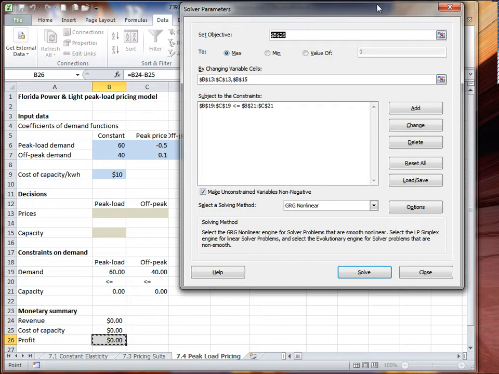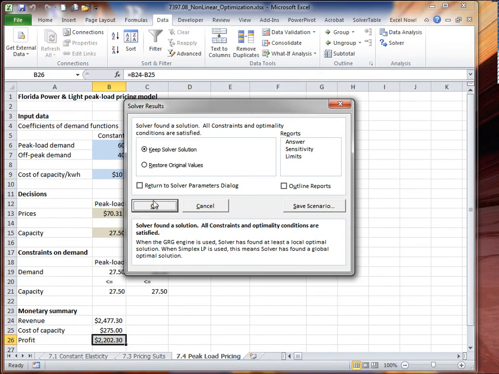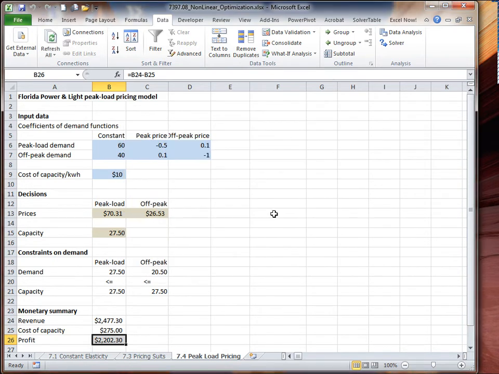All right. So let's try to solve it without using multi-start and see what we get. I'm going to just go ahead and click on Solve. Solver found a solution, and the solution actually doesn't look too bad, does it? Peak load price of $70 per kilowatt hour, off-peak price of $26.50 per kilowatt hour, and a total capacity of 27.5. Note that I use all of my capacity when I'm at peak, but I don't use all my capacity when I'm off-peak.